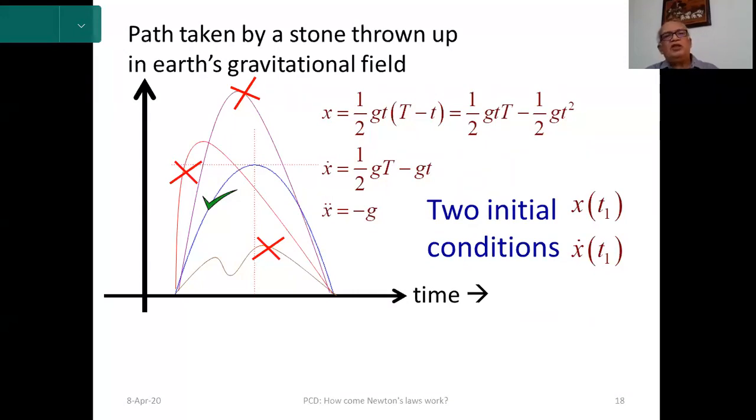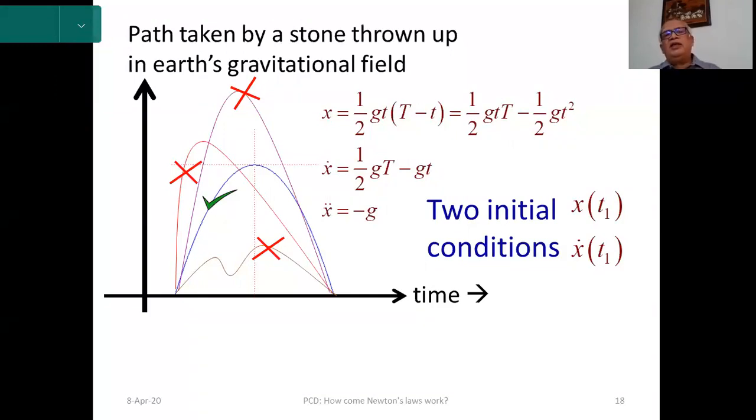So let us look at this question: if you throw a stone from this start point, eventually it will take a certain trajectory and fall at a later time over here. What is the trajectory of this stone? We all know that you can draw infinite trajectories, but only one is correct, which is this blue trajectory, the parabolic trajectory that you see in this figure. Every other solution is wrong. And how do you get this?